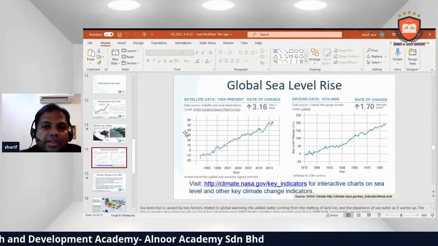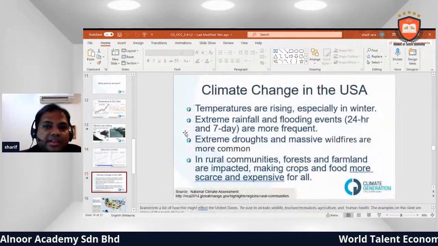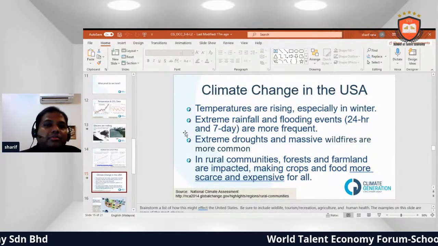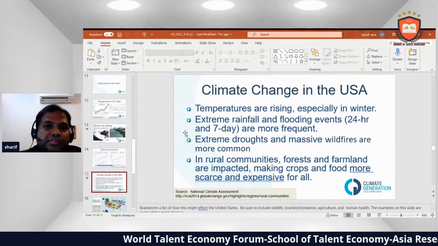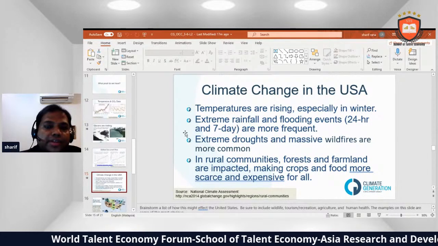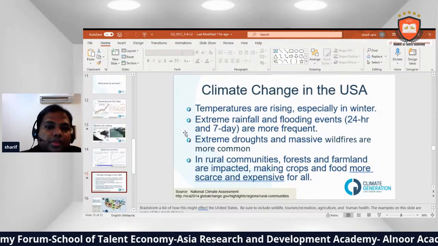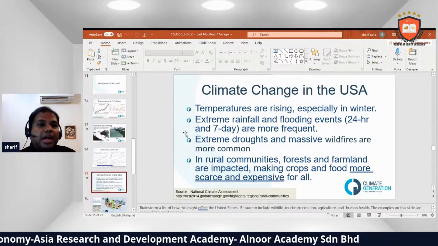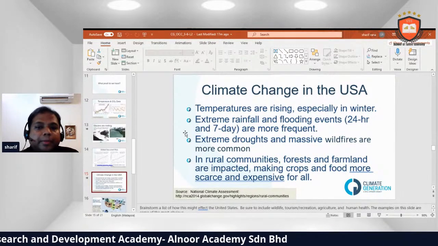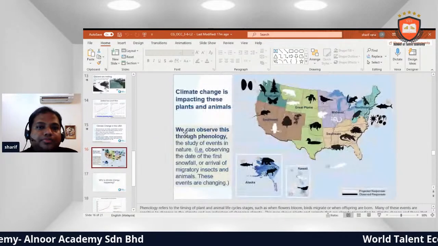Visit the site for charts on sea level and other key climate change indicators. Climate change in the USA: temperatures are rising, especially in winter. Extreme rainfall and flooding events are more frequent. Extreme droughts and massive wildfires are more common. In rural communities, forest and farmland are impacted, making crops and food more scarce and expensive for all.